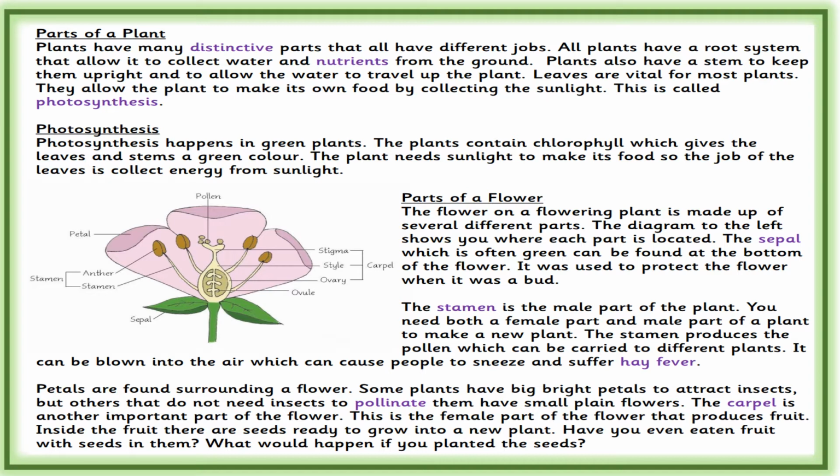Petals are found surrounding a flower. Some plants have big bright petals to attract insects, but others that do not need insects to pollinate them have small plain flowers. The carpel is another important part of the flower. This is the female part of the flower that produces fruit. Inside the fruit, there are seeds ready to grow into a new plant. Have you ever eaten fruit with seeds in them? What would happen if you planted the seeds?